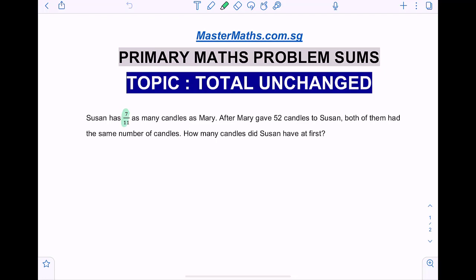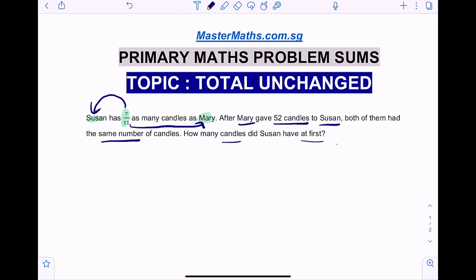Susan has 7 over 11 as many candles as Mary. So which means Susan will take on 7 units and Mary will take on 11 units. After Mary gave 52 candles to Susan, both of them had the same number of candles. How many candles did Susan have at first?